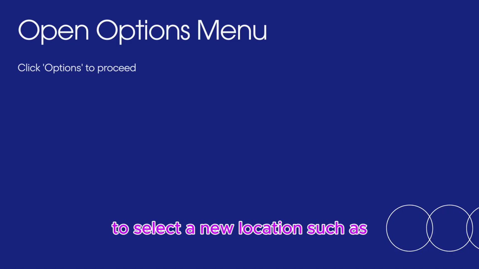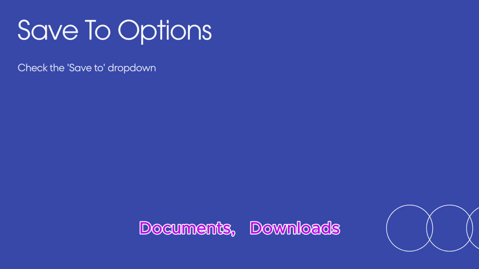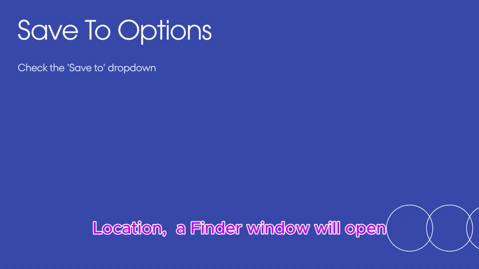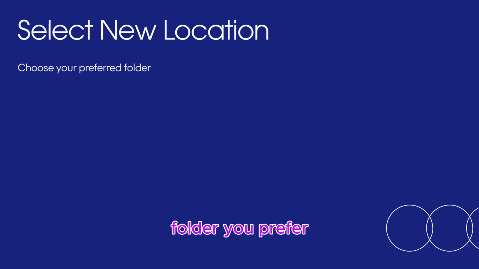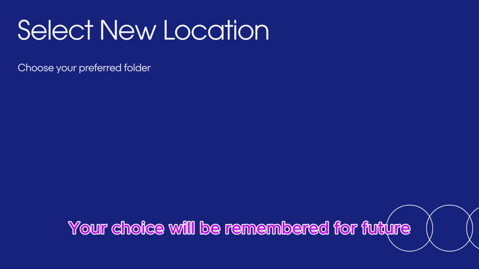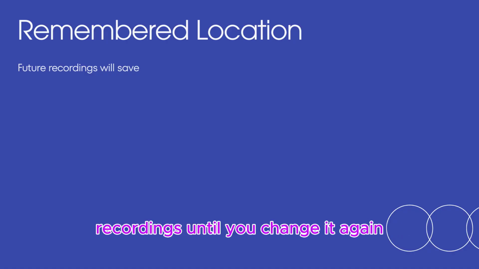Click to select a new location such as Documents, Downloads, or Other Location. If you choose Other Location, a Finder window will open. Navigate to and select the folder you prefer. Your choice will be remembered for future recordings until you change it again.